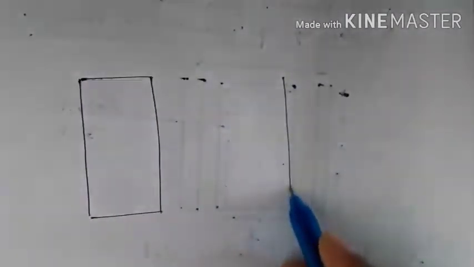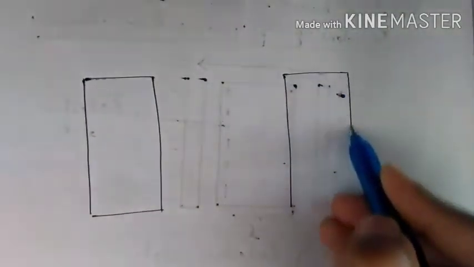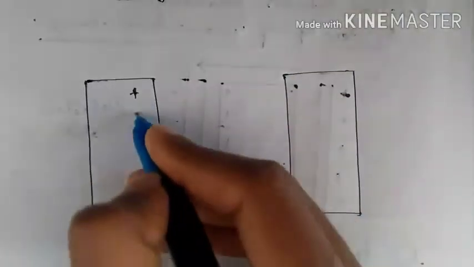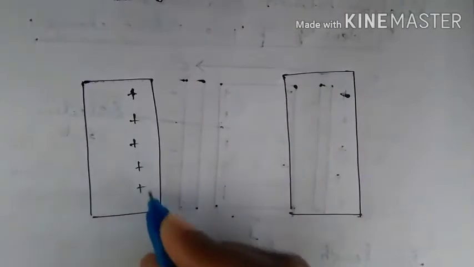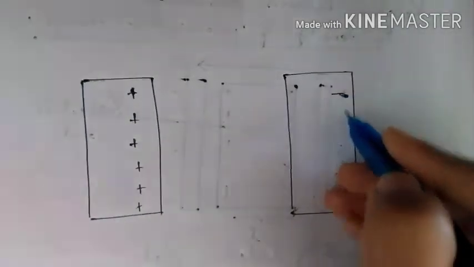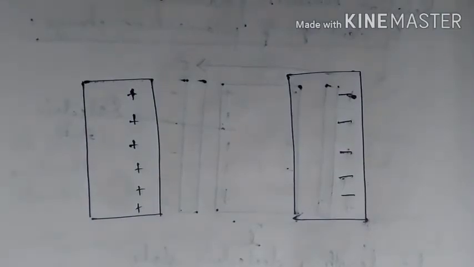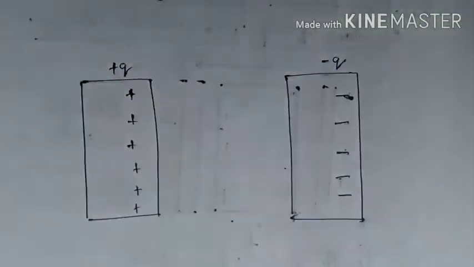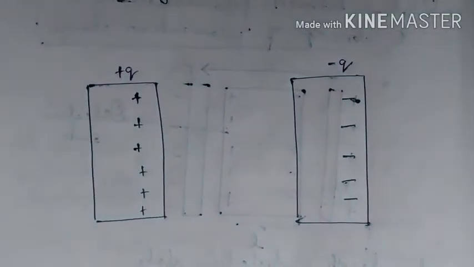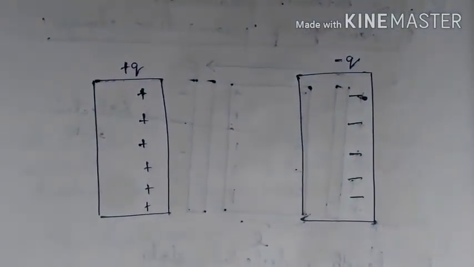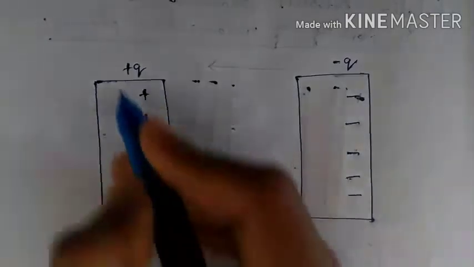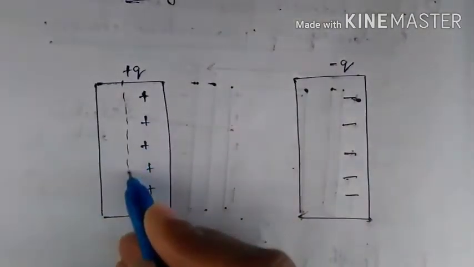And here air is acting as a dielectric. So in this you will have positively charged particles, and here you have negative charges. So this is plus Q and this is minus Q, and air here is acting as a dielectric between the plates. So now let us draw the Gaussian surface.